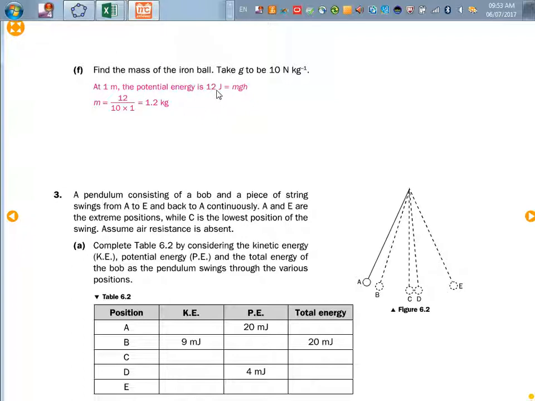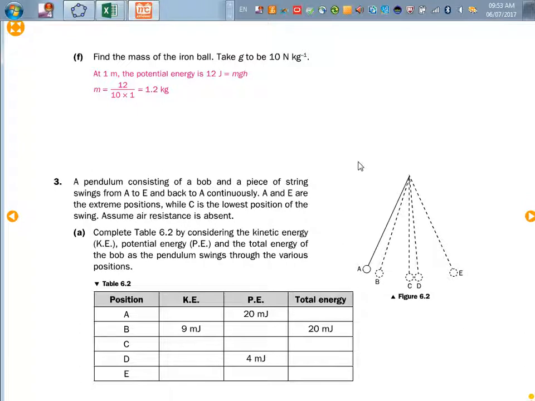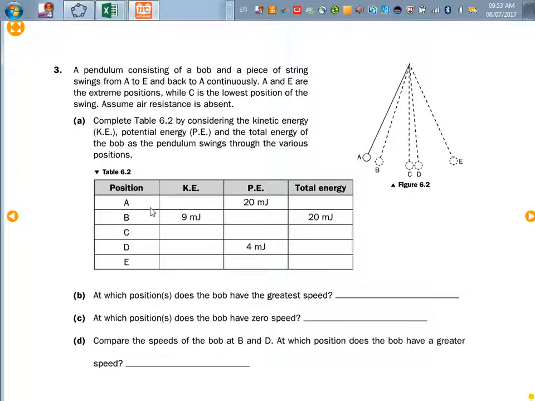So we rearrange this. We divide by g, we divide by h to get mass, which is 1.2 kilograms. Always start off with a formula for physics. Any questions? Okay, now pendulum.